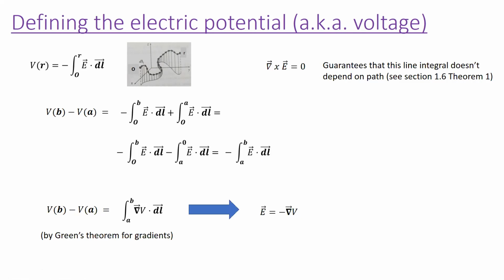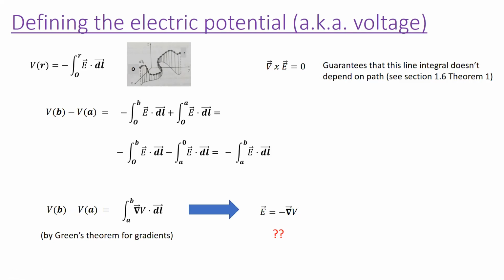And this is a lot of the reason why we define the electric potential, because it's a scalar, and in many cases it's easier to calculate than the electric field, which is a vector field. Once we get the scalar electric potential, we take the gradient, take the minus sign, and we get the electric field immediately.